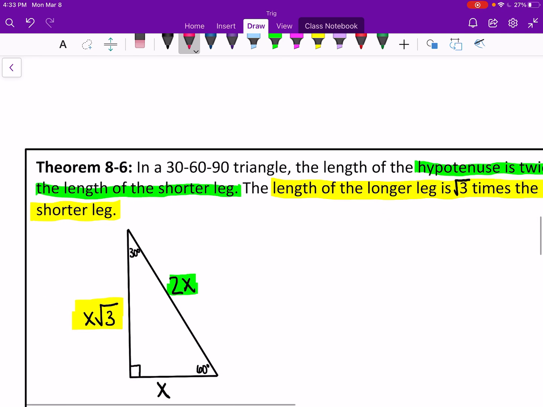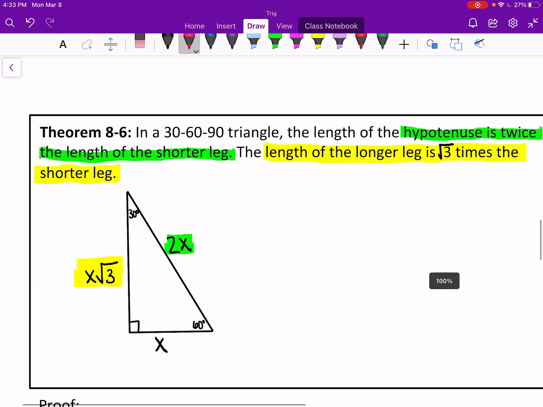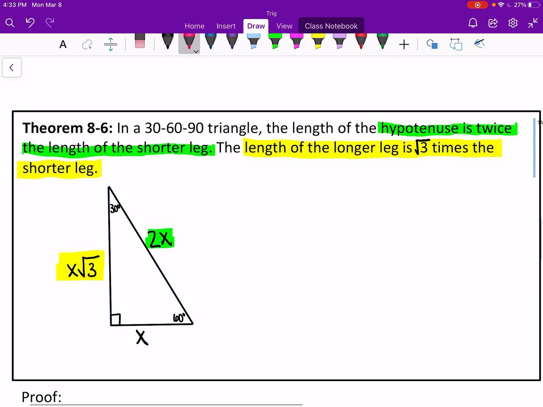Next, we are going to take a look at the 30, 60, 90 triangles. In a 30, 60, 90 triangle, the length of the hypotenuse is twice the length of the shorter leg, and the length of the longer leg is square root of 3 times the shorter leg.